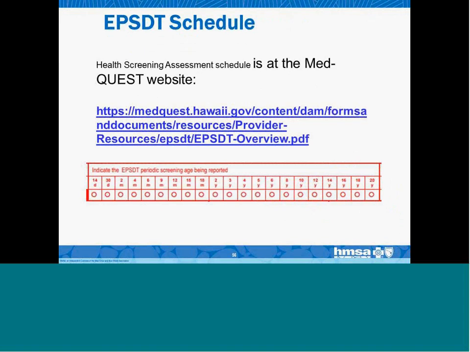The screening schedule is available at the MedQuest website, or you can refer to the age guide that's at the top of the EPSDT form. As the child ages, you'll see fewer exams are needed. But the top of the form will show you when the exams are expected, which are 14 days, 30 days, 2 months, 4, 6, 9, 12, 15, 18 months, and then it goes by the child's years of age: 2, 3, 4, 5, 6, 8, 10, 12, 14, 16, 18, and 20.